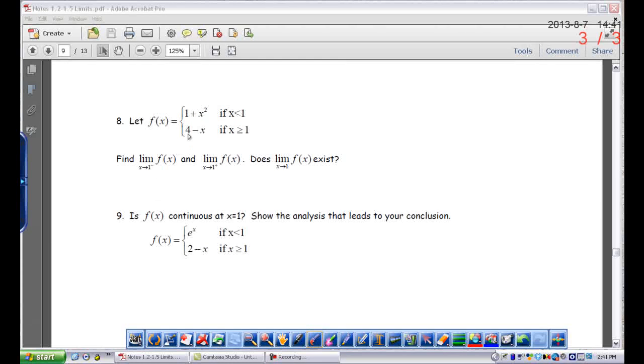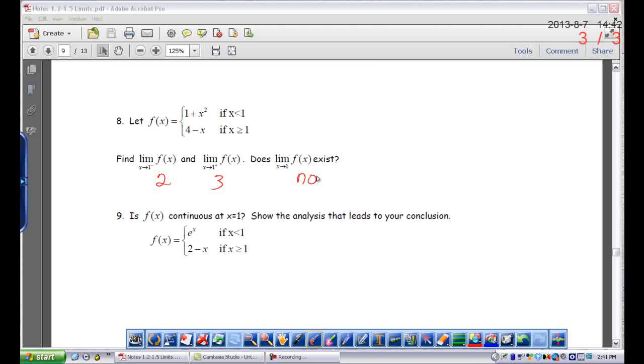So if I plug a 1 into 1 plus x squared, I'm going to get 2. And then the limit as x approaches 1 from the right, I'm going to use the equation where the x values are to the right of 1. So if I plug 1 into 4 minus x, then I get 3. And then the limit as x approaches 1 of f of x does not exist, because the left and the right limits are different.